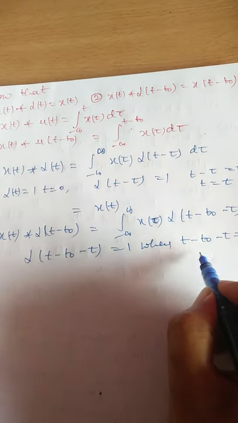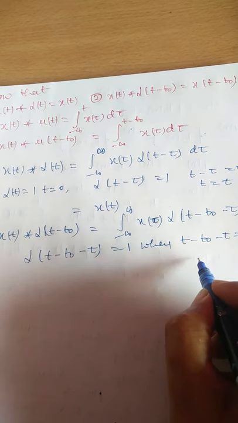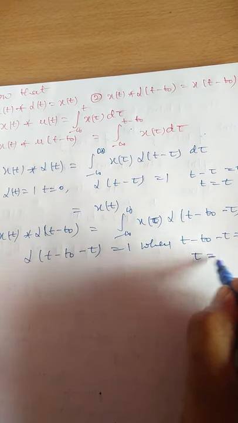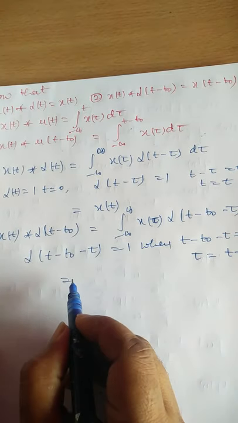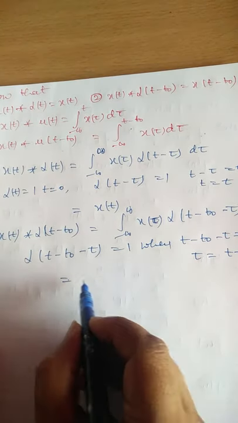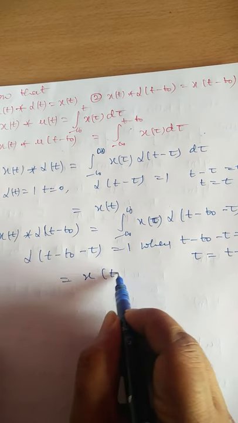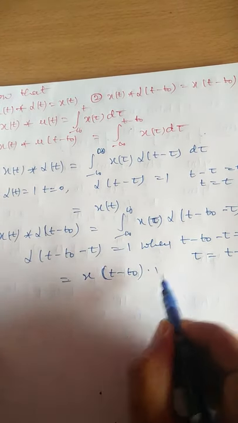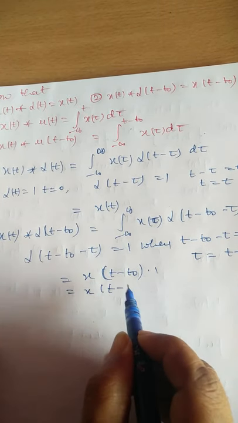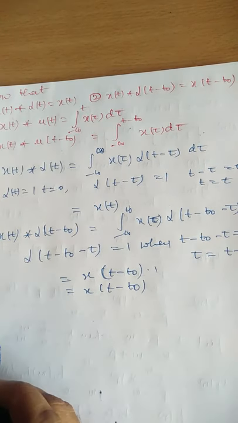From this you can write that tau must be equal to t minus t naught. That means it exists only at one point, where tau must be equal to t minus t naught. Tau is replaced by t minus t naught. This will become 1. The answer is x of t minus t naught.